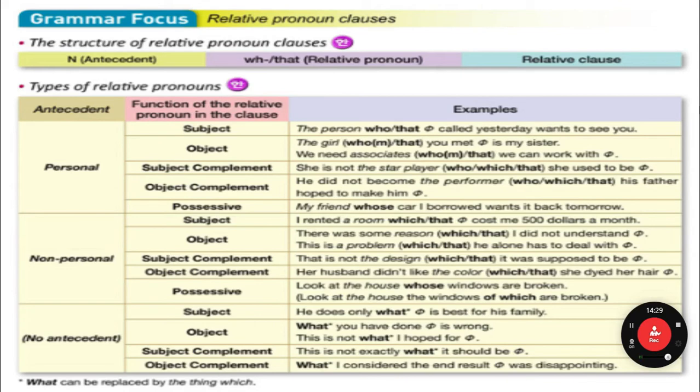That is not what I hoped for. Now, what, with a little star there, this what can also be replaced by which. So you can say that it's not which I hoped for, but most people don't say that. They say what. This is not what I hoped for. Subject complement. This is not exactly what it should be. Object complement. What I considered the end result was disappointing. The end result was you did certain things to make something happen, and that's the end result.